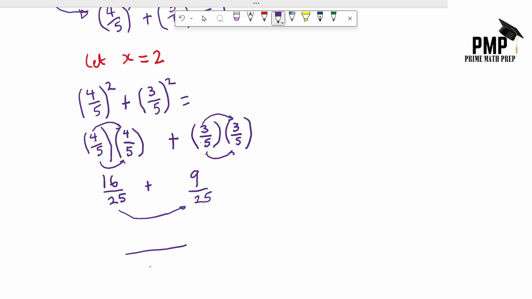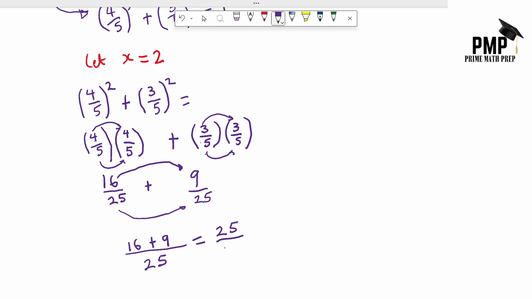The same thing we did, we have a common denominator of 25. We'll bring it down, 25. We'll now add the numerators. This will now be 16 plus 9. This is equal to what? 16 plus 9 is 25.